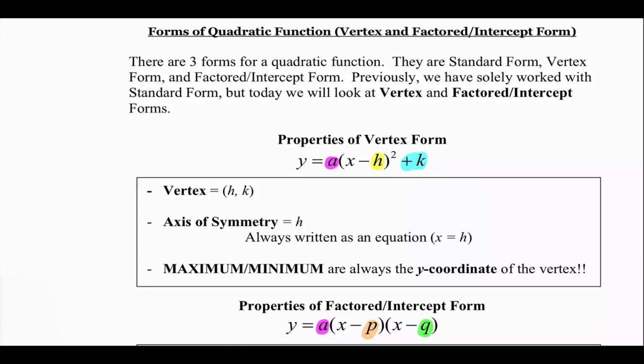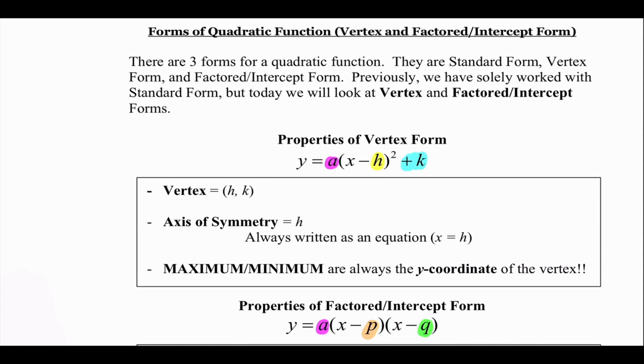Okay, so like I just said, we're going to talk about two more forms, vertex form and factored form. Sometimes it's called intercept form, but most of the time factored and intercept are the same thing. We looked at standard form. Standard form hasn't changed. But now, first thing is vertex form.